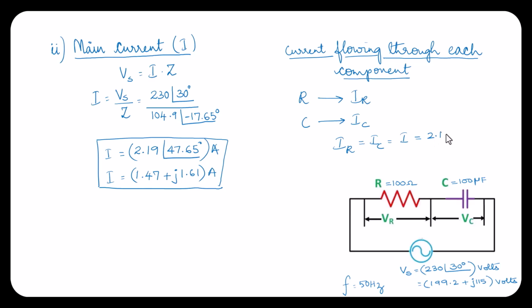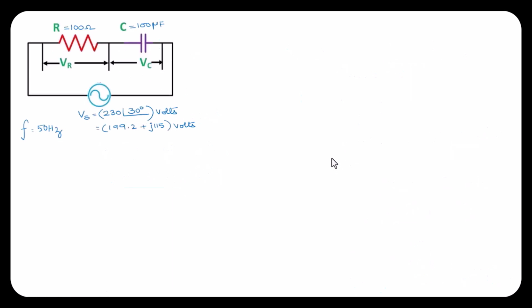So 2.19 at an angle of 47.65 degrees, in amps. The same thing can be written in rectangular form as well. So the second part, the main current and the current flowing through each component, we have calculated. Next, we are supposed to find out the voltage across each component. Third part, voltage across each component.